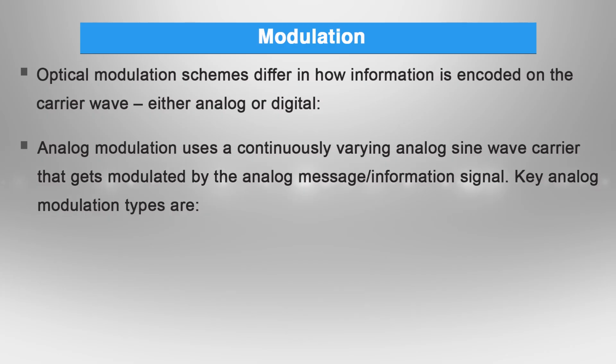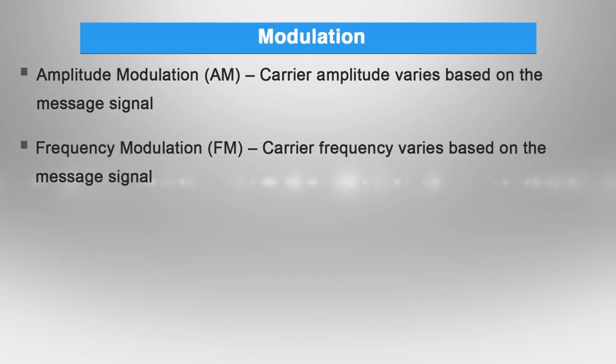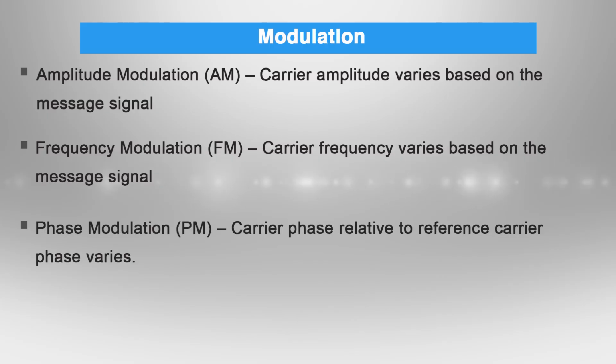The key analog modulation types are: first is amplitude modulation, where carrier amplitude varies based on the message signal. Second is frequency modulation, where carrier frequency varies based on the message signal. Third is phase modulation, where carrier phase relative to reference carrier phase varies. Additionally, we have pulse amplitude modulation, which uses a pulse train carrier with discrete amplitude levels based on the message signal.